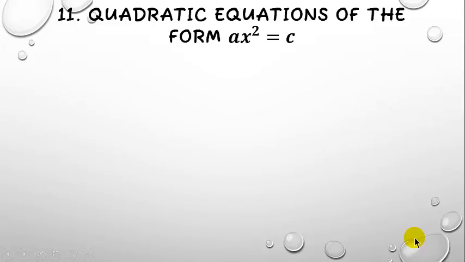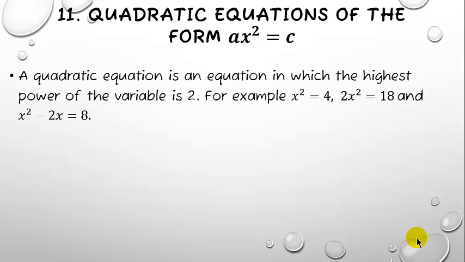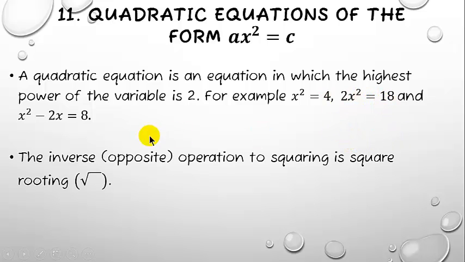Okay, today we're looking at quadratic equations of the form ax squared equals c. A quadratic equation is an equation in which the highest power of the variable is 2. For example, x squared equals 4, 2x squared equals 18, and x squared minus 2x equals 8. We're only going to be looking at ones like x squared equals 4 and 2x squared equals 18. The inverse operation to squaring is square rooting.